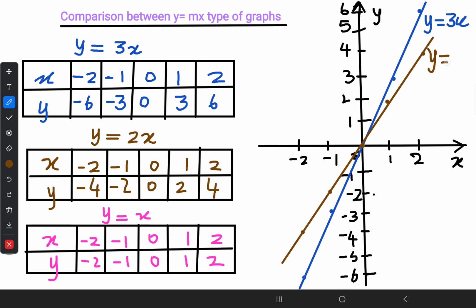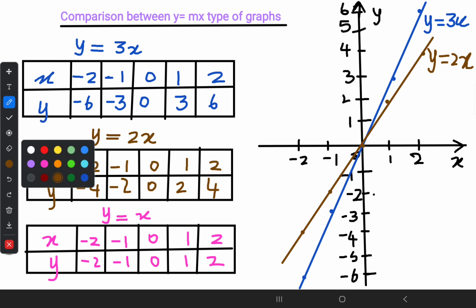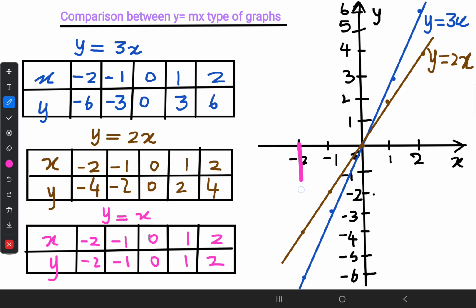And the last one, the y equals x graph. In the same plane, we are going to plot that one as well. First mark the coordinates on the plane: negative 2, negative 2; negative 1, negative 1; 0, 0; 1, 1; and 2, 2. Again, connect them. This pink colored one would be our y equals x graph. So we used three different gradients. I told you what is meant by gradient. Gradient indicates the slope of the graph.